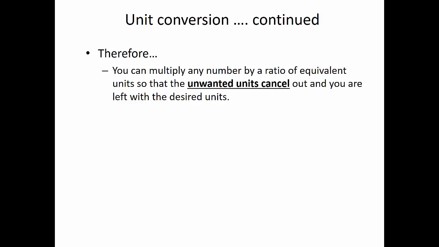Therefore, you can multiply any number by a ratio of equivalent units, for example, 12 inches per 1 foot, so that the unwanted units cancel out and you are left with the desired units. This is the key to unit conversion. We want to be able to cancel out our unwanted units and leave us with the units that we want.